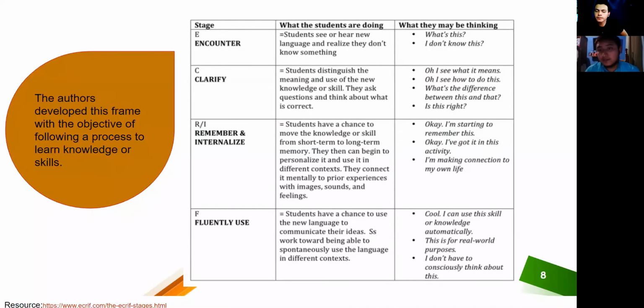So what do you think about this, Daniel? Do you think that the encounter and clarify are really like the base of what we want at the end? Like what do you think about this process?